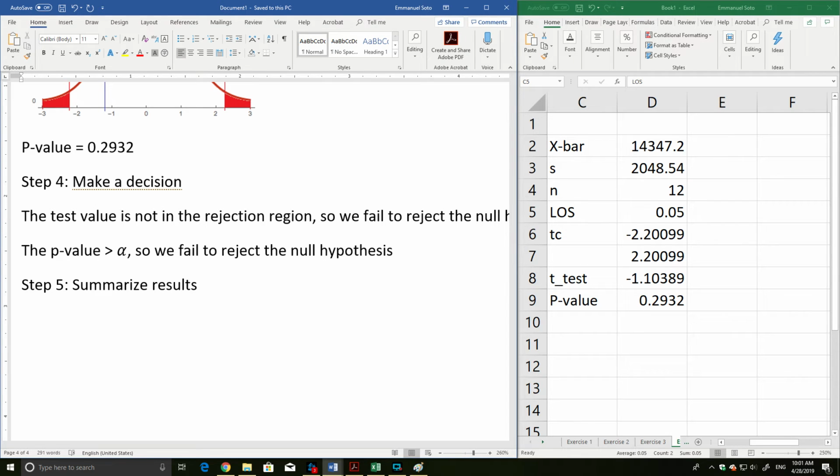So step 5, summarize the results. If you want to summarize the results, well, since we failed to reject, that means that we have no evidence. So we don't have enough evidence. So there is not enough evidence at the 5% level of significance.